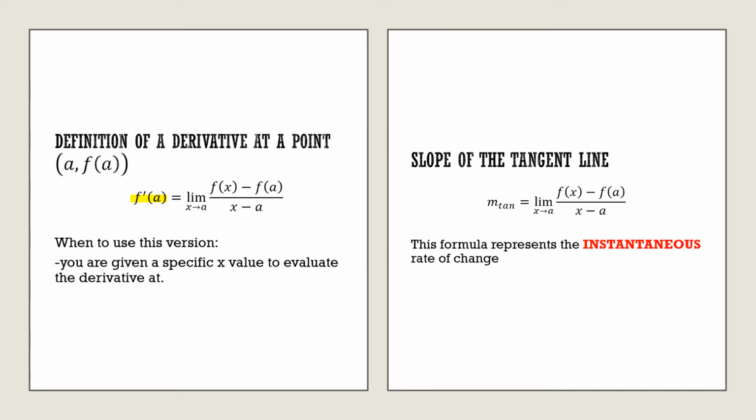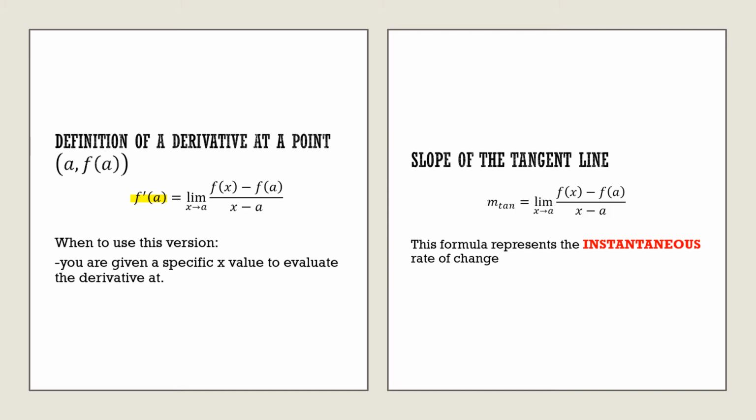Because we want our graph to approach a certain x value so that we're getting the actual tangent line instead of a secant line. There are several different versions of the formula for a derivative, but you want to use this particular equation when you're given a specific x value to evaluate. So you don't want to just use it every single time, but if they say at x equals 3 or at x equals 5, then you want to use this formula.